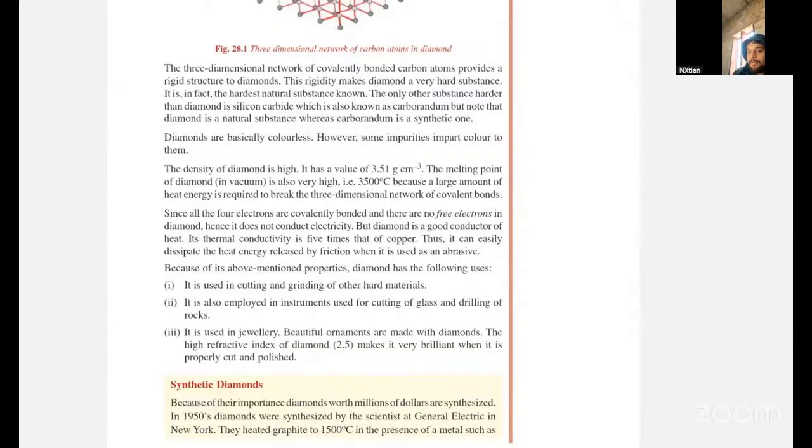No free electron, the flow of electron won't be there, hence there won't be any conduction of electricity.